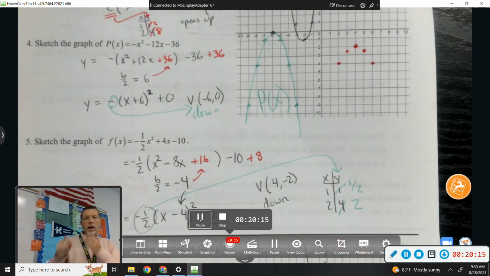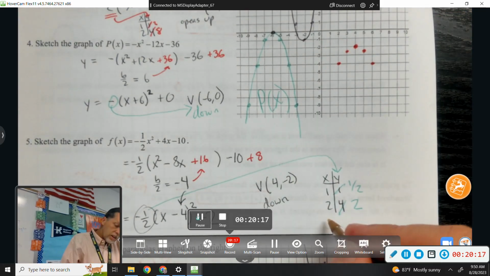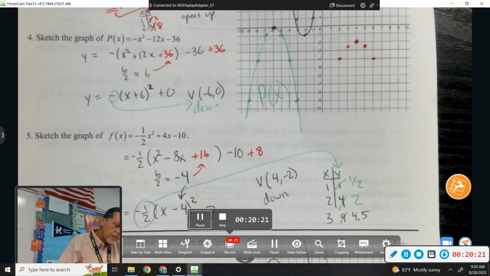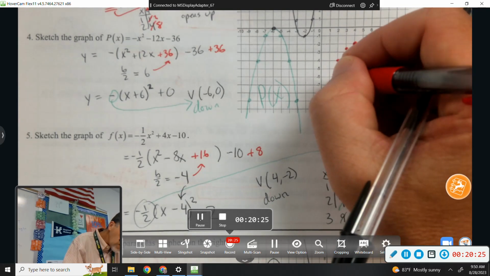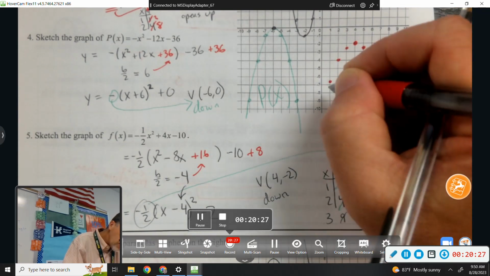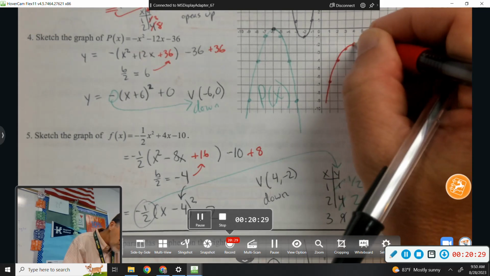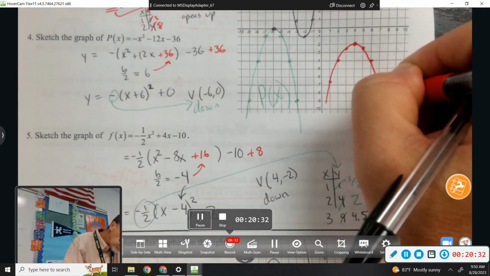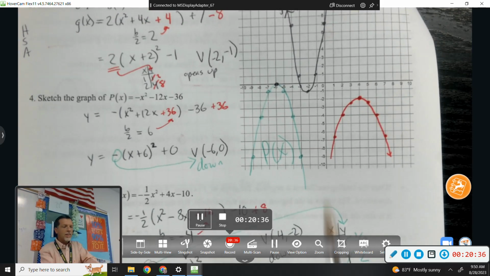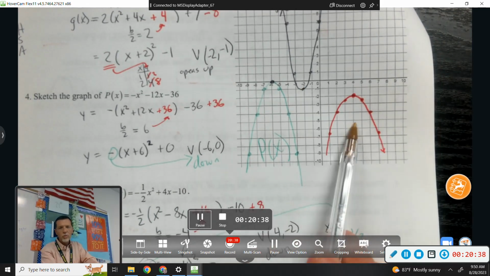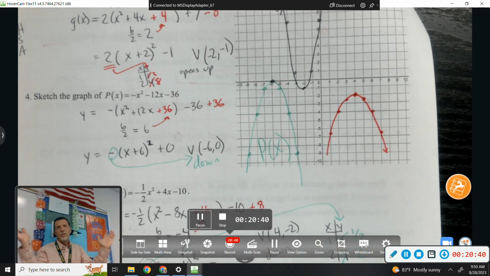And I guess I could go one more. 3, 9, but now 3, 4.5. So I got a skinny one, a normal one, and a squished one. I shouldn't say skinny because it hadn't been squeezed, it's been stretched. So a stretched one, a normal one, and a squished one.